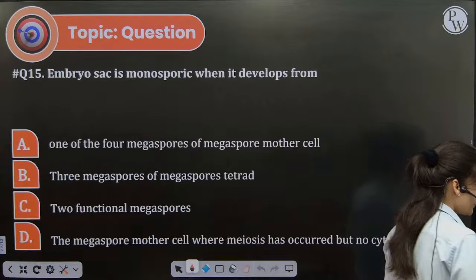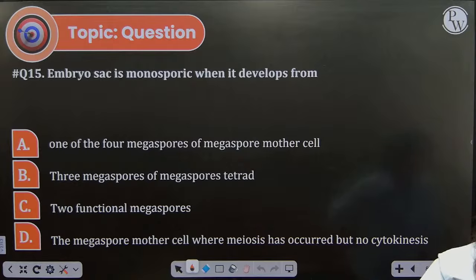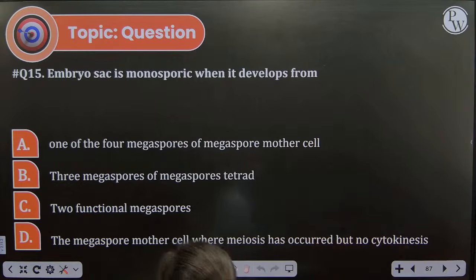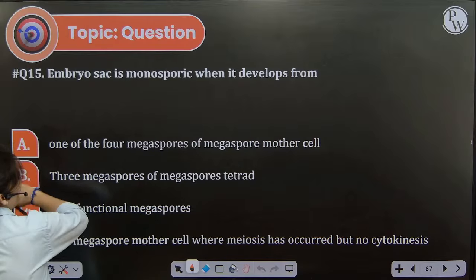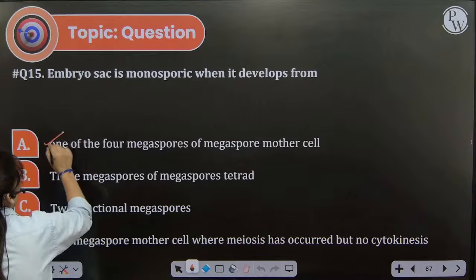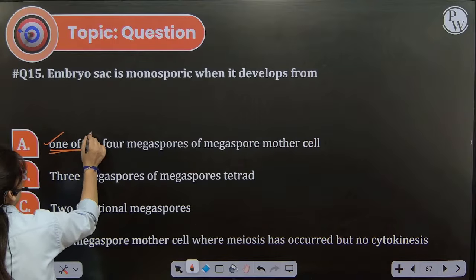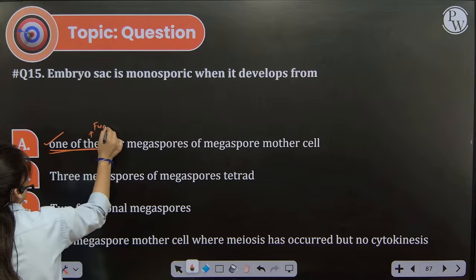Next, embryo sac is monosporic when it develops from one of the four megaspores of megaspore mother cell; three megaspores of megaspore tetrad; two functional megaspores; or the megaspore mother cell where meiosis has occurred but no cytokinesis. Only one of the four megaspores of megaspore mother cell is the functional megaspore.